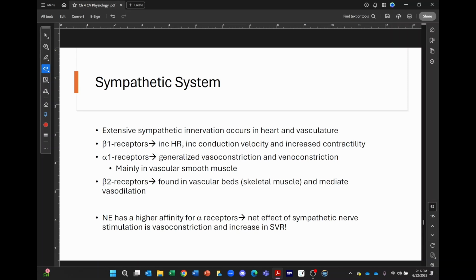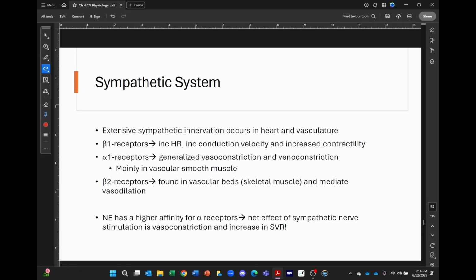So we have beta 2 receptors also in the vascular beds as well. But they're mainly in the skeletal muscle beds. And they provide vasodilation. Does that make sense? You want the blood to go into the muscles. So you need to dilate those vessels. That's why people who do weight training get that muscle pump right afterwards. They get bigger because they're working out their muscles. Blood's engorging the muscle, makes them look bigger.